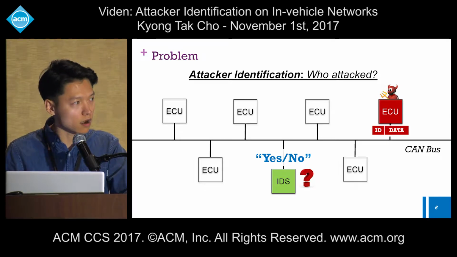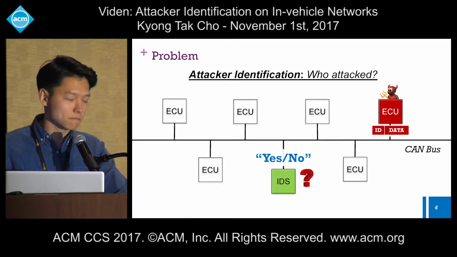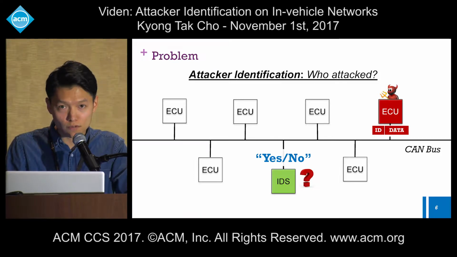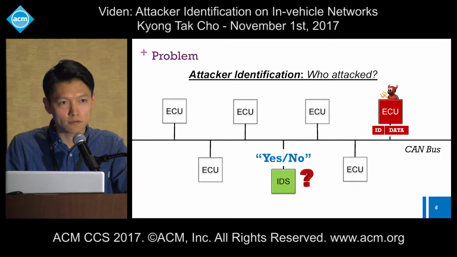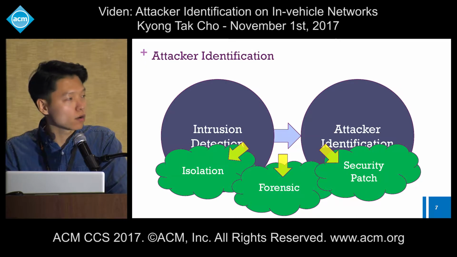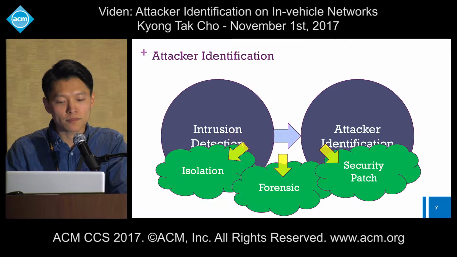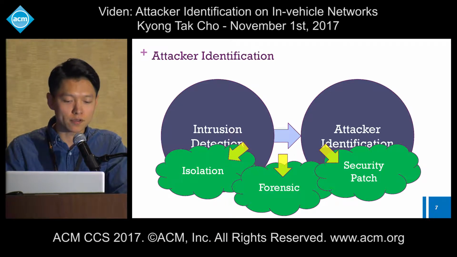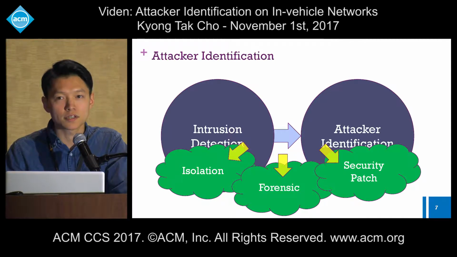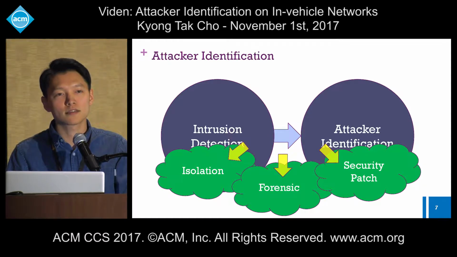So in this talk and paper, we focused on how to identify the attacker ECU on the bus, which obviously provides a swift pathway, as I said, to isolation, forensic, and security patch. In our system model, we considered an IDS, and on top of that, we also considered there would be a fingerprinting device which governs this attacker identification function. The IDS detects the presence of an intrusion, and the fingerprinting device complements that by detecting where it came from.